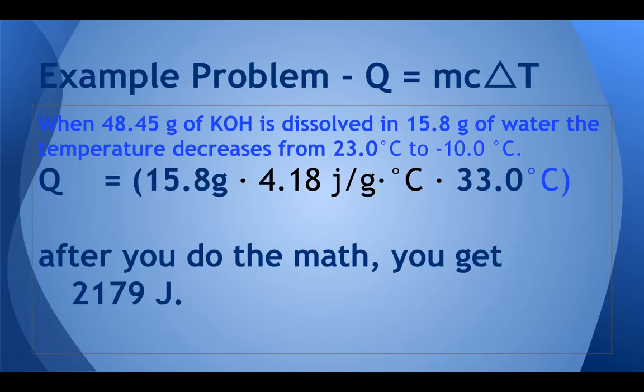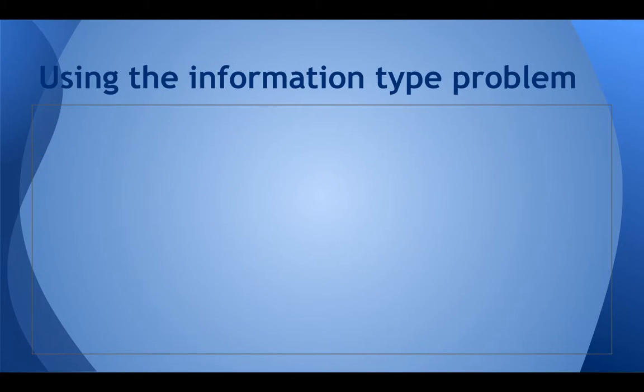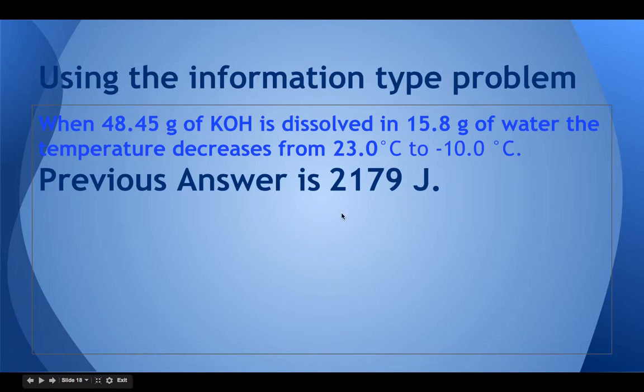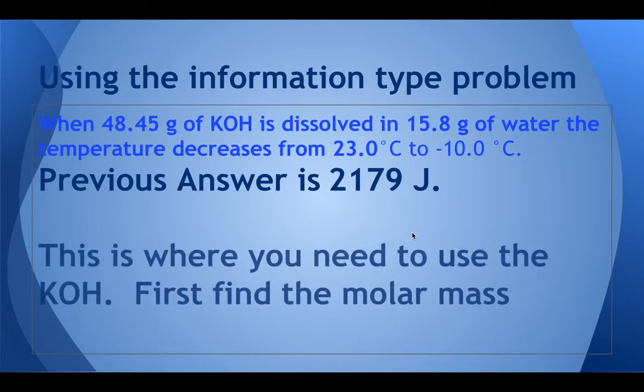Well, now, that's great, but a lot of you are going to say, well, what about these joules per mole things? Well, that's where this 48.5 comes in. First thing, do it right away, find the moles of KOH. In order to do that, I need to look on the periodic table for what K, O, and H are. So I know that I had this many joules, but I want joules per mole. So this is where I needed to use the KOH.